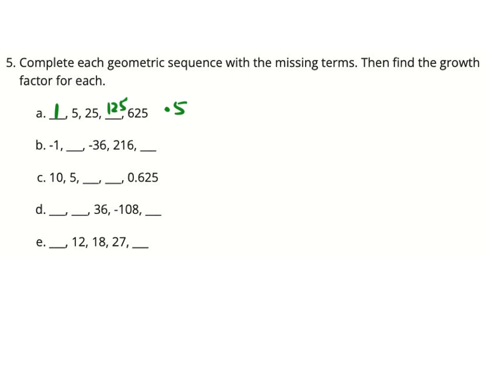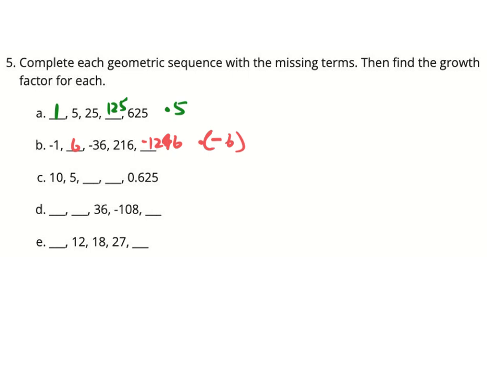1 times -6 is -6, times -6 is 36, times -6 is -216, times -6 is 1296. So this would be times -6, or just write it in parentheses, whatever.